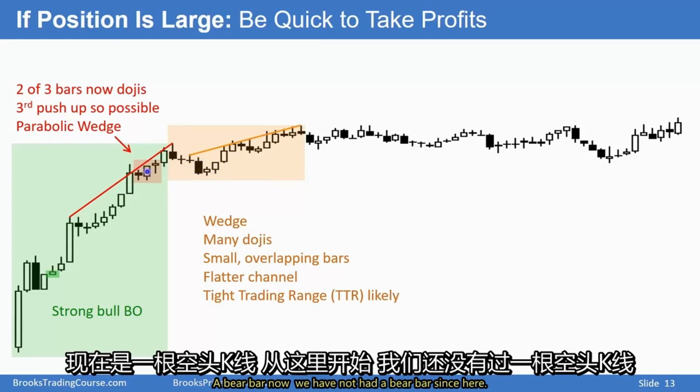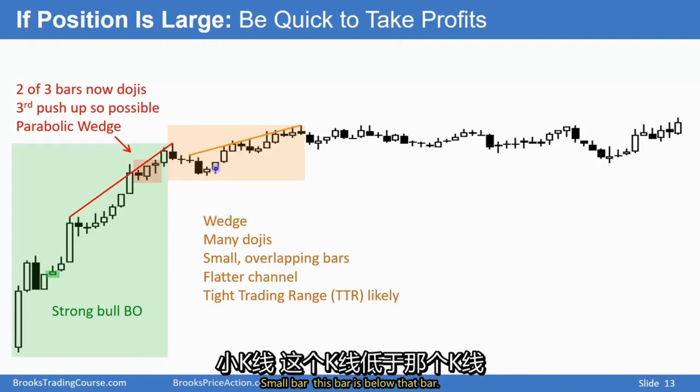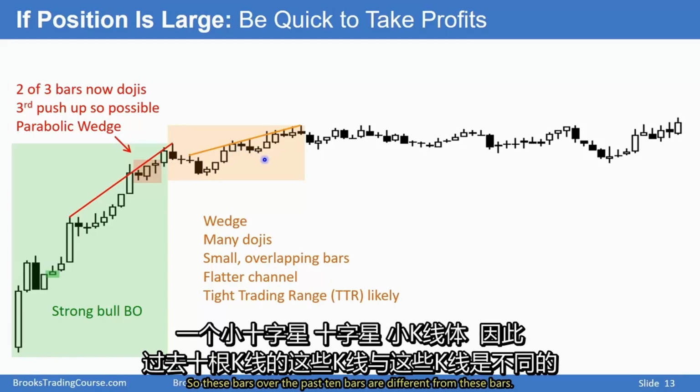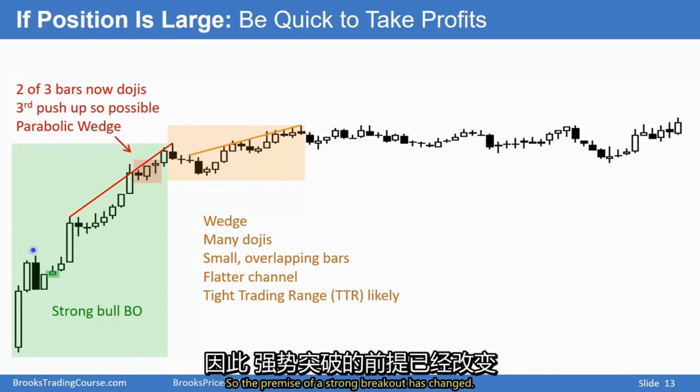A bear bar now. We have not had a bear bar since here. Small bar. This bar is below that bar. Here we have been pulling back for 5 or 6 bars. A breakout with shrinking bodies, and then a doji, small bar. So these bars over the past 10 bars are different from these bars.